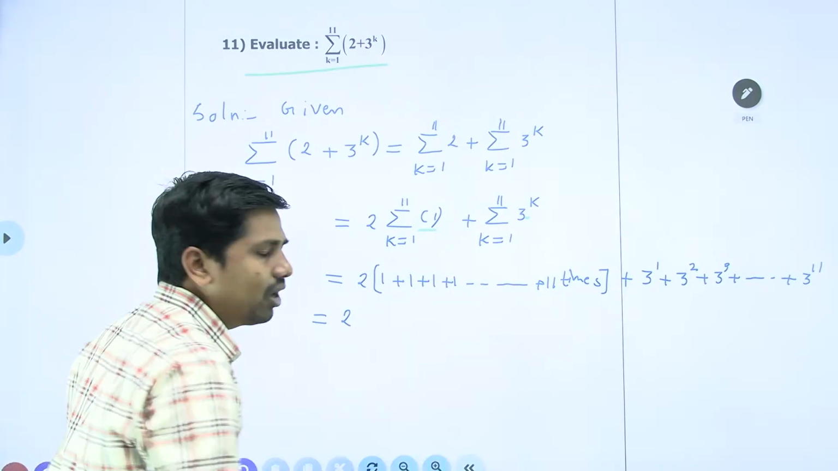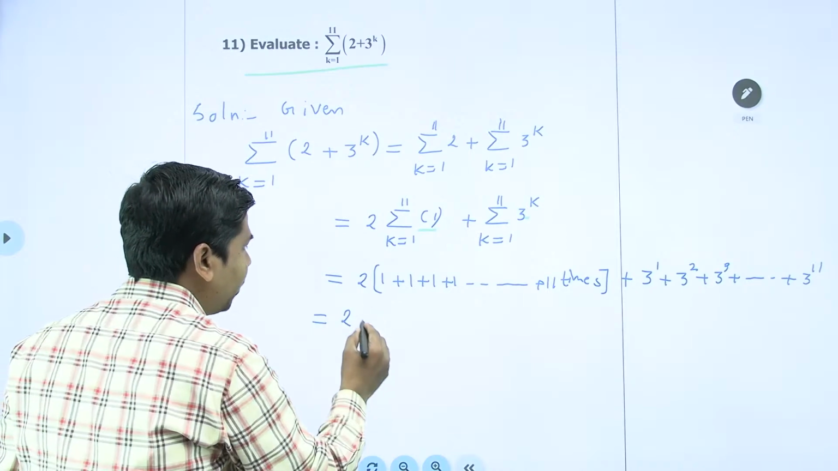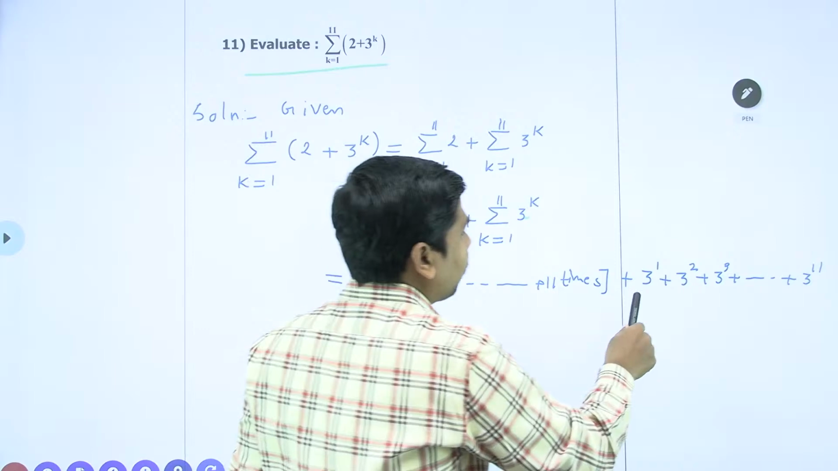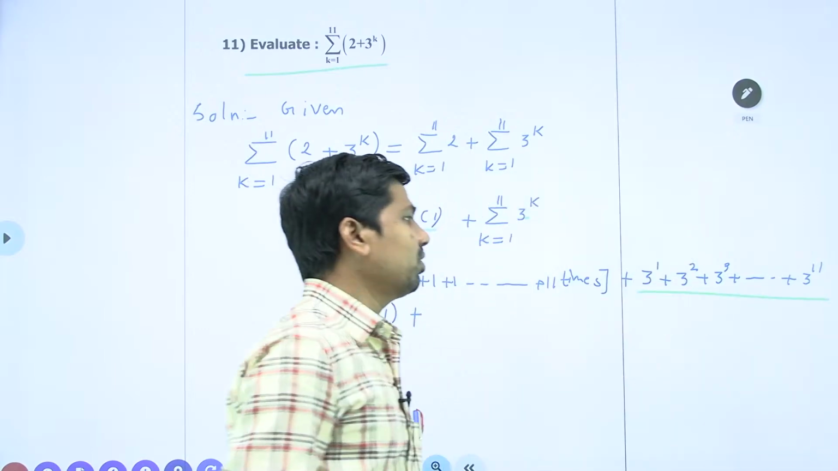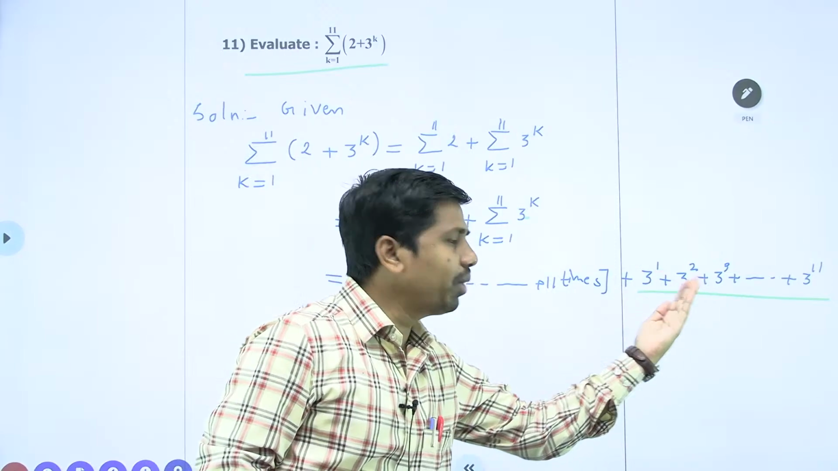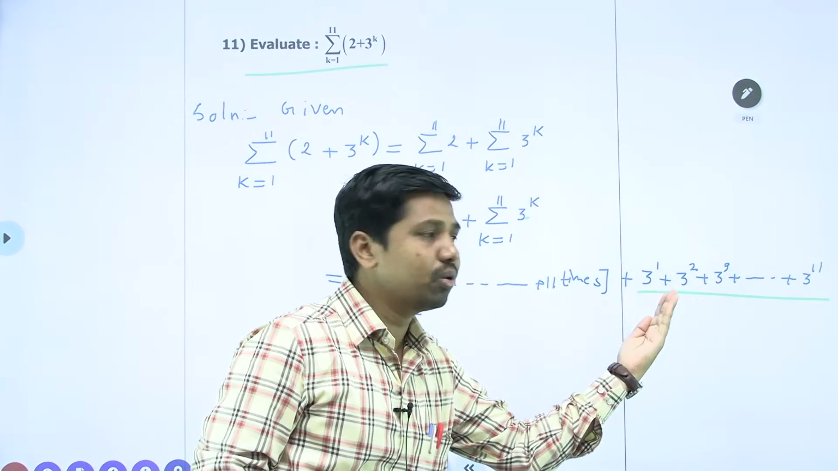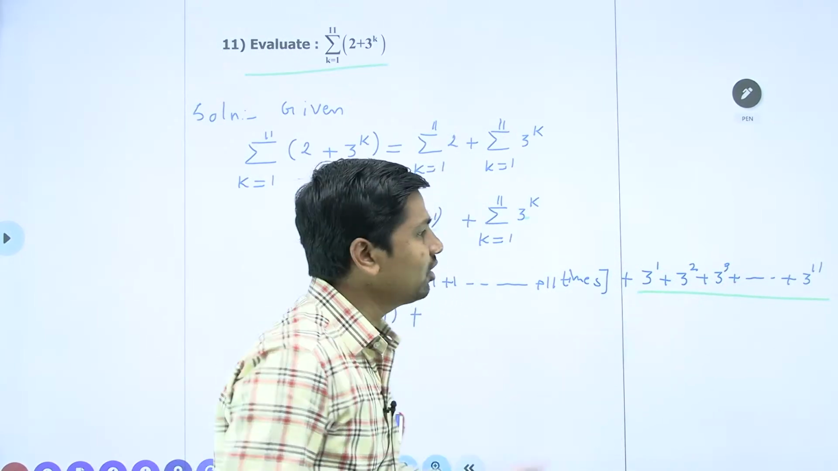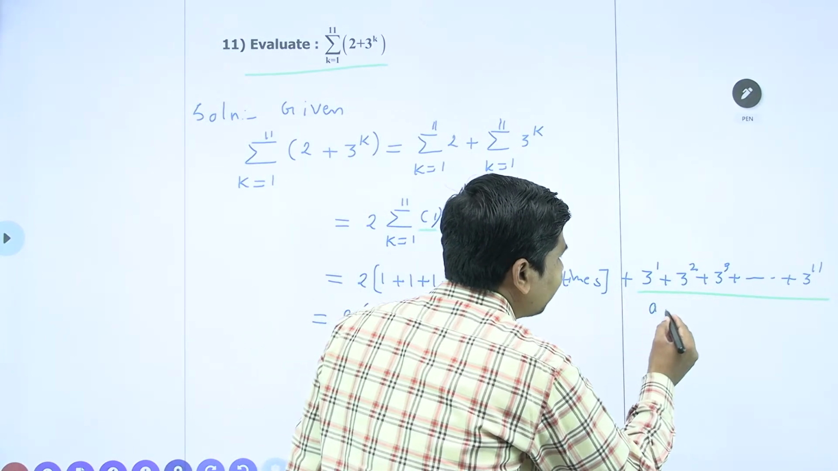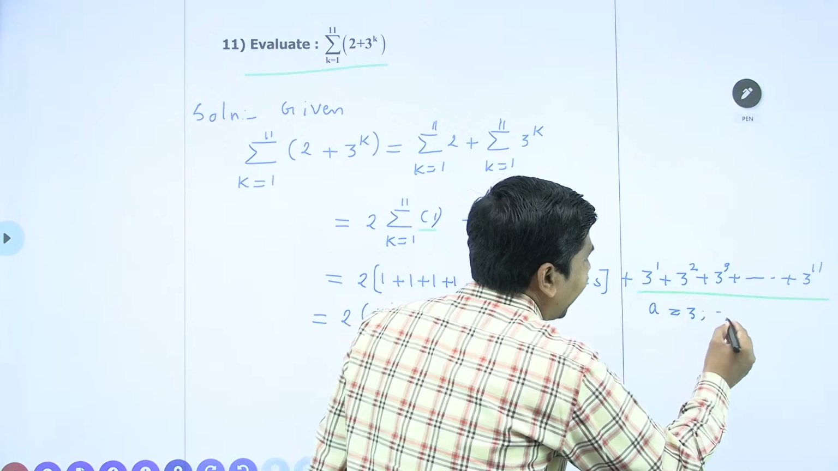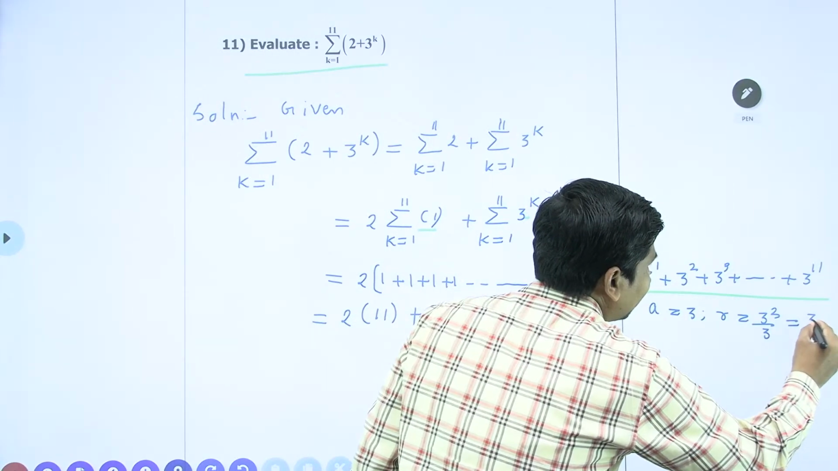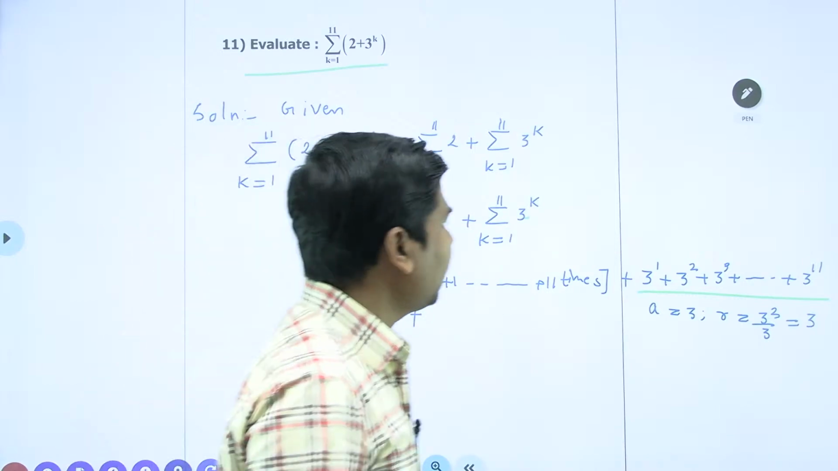How many times are you adding 1? 11 times, that is 11 only. 2 into 11 plus this becomes, right? So what does this become? 3 power 1 plus 3 power 2 plus 3 power 3 is a geometric progression where the common ratio T2 by T1 is the same as T3 by T2, the same as T4 by T3. This becomes your geometric progression where A is equal to 3, and the common ratio is 3 power 2 by 3 power 1, that is 3, right? So the common ratio is 3. A is also equal to 3.